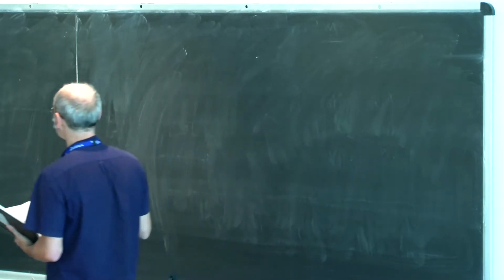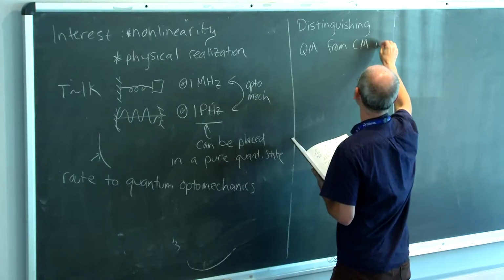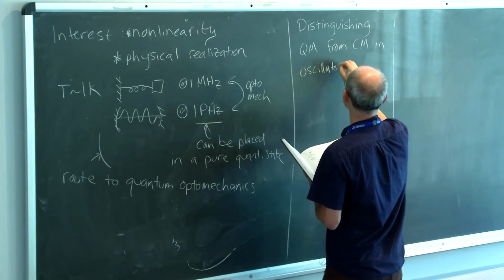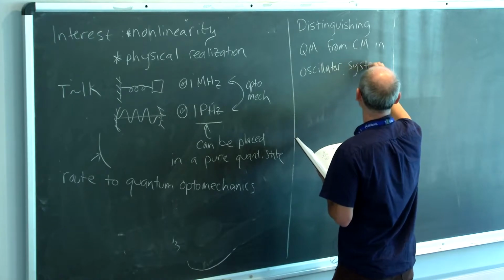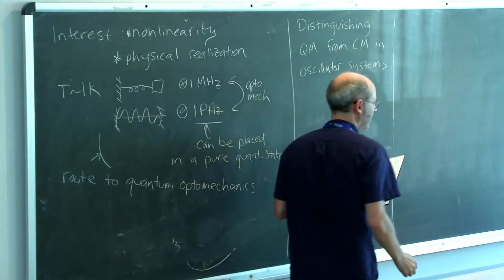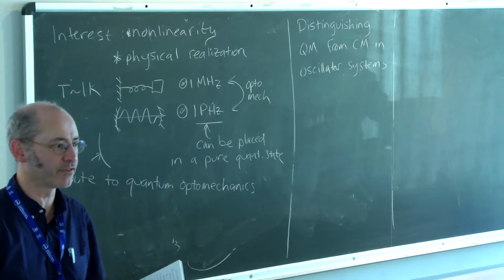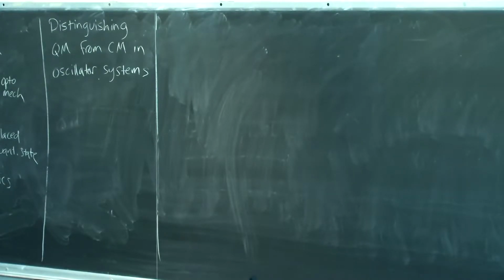So the first thing that I want to talk about is the question of distinguishing quantum behavior from classical behavior in oscillator systems. This has been an important issue in optomechanics, and it's one that's maybe a little bit more subtle than in a lot of other fields as a consequence of the fact that the physical systems that we study are harmonic oscillators.